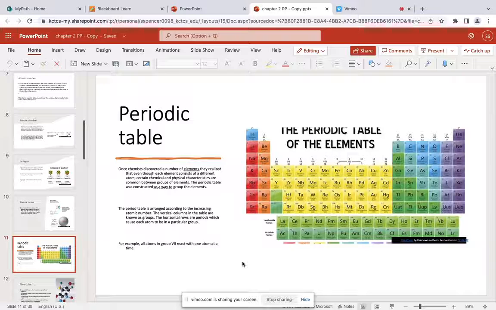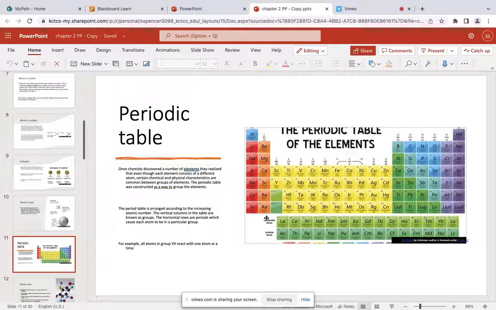So this slide's really just highlighting the periodic table. I'm sure you remember this from your high school chemistry class. Chemists discovered a number of elements. Once they realized these elements, they tried to figure out a way to organize them. They did it in rows and columns. The vertical columns are known as groups, and the horizontal rows are called periods. And they kind of did this by chemical reactivity.